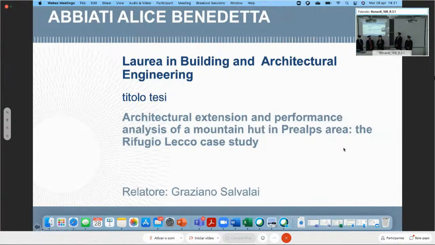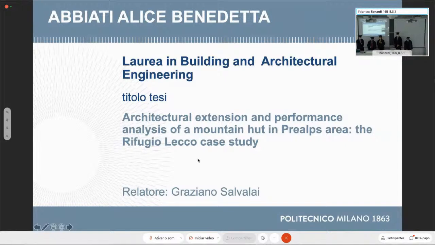Okay, let's start with Alice Benedetta Abbiati. Bring your paper. Architectural extension and performance analysis of a mountain hut in pre-Alps area, the Rifugio Lecco case study. Ta-da! 107 su 110. Mostra le telecamere che da casa non ci credono, hai il diploma, gliel'abbiamo dato.